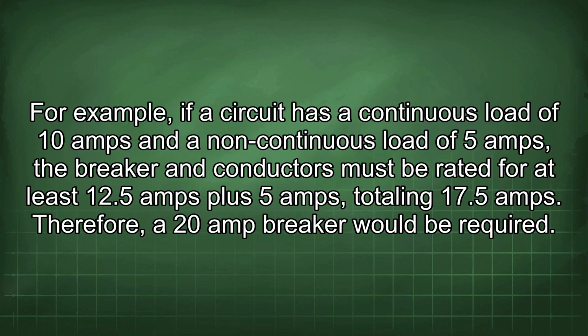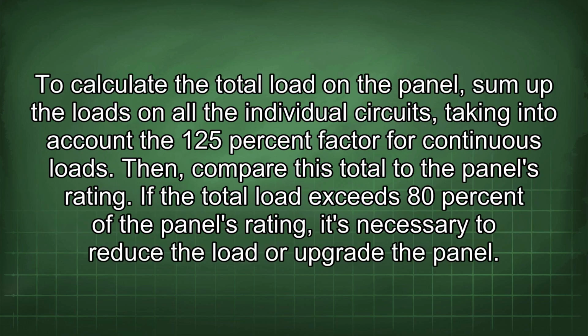For example, if a circuit has a continuous load of 10 amps and a non-continuous load of 5 amps, the breaker and conductors must be rated for at least 12.5 amps plus 5 amps, totaling 17.5 amps. Therefore, a 20 amp breaker would be required. To calculate the total load on the panel, sum up the loads on all the individual circuits, taking into account the 125% factor for continuous loads. Then compare this total to the panel's rating.